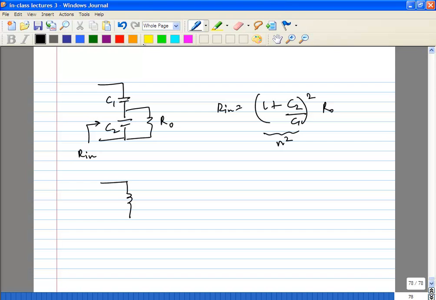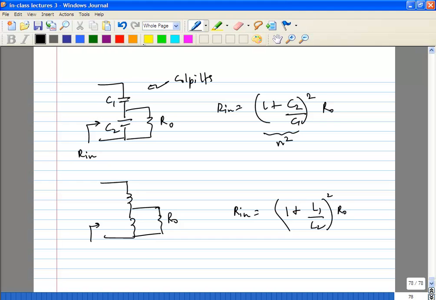And you also have the tapped inductor: (1 + L1 over L2) whole squared times R0. So you can do either of these two feedbacks, and each one gives you a different oscillator. You use this one, it gives you the Colpitts. You use this one, it gives you what is called the Hartley oscillator.